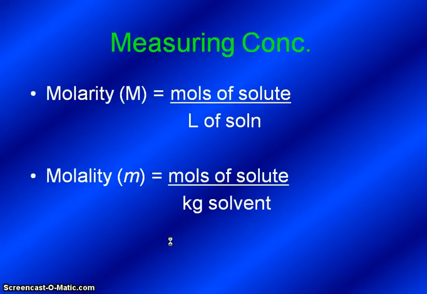To measure concentration, there's a variety of different units you can use. The main one used is molarity, which is represented by a capital M, and that's going to be the moles of solute divided by the liters of solution. Something that is, say, 1 molar is going to be relatively dilute, whereas something that's like 6 molar is a pretty concentrated solution. 12 molar would be something that's very, very concentrated.